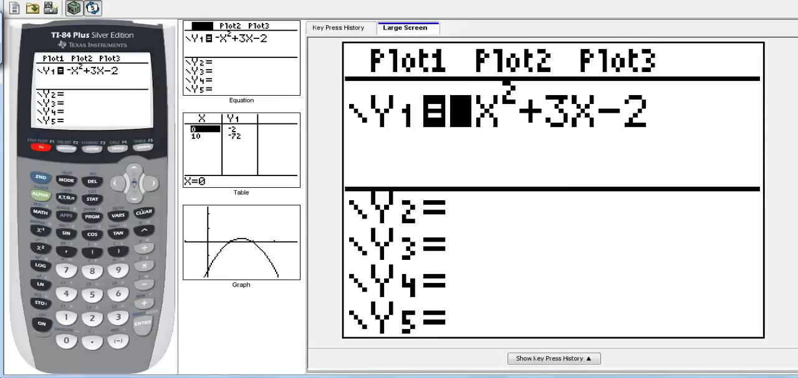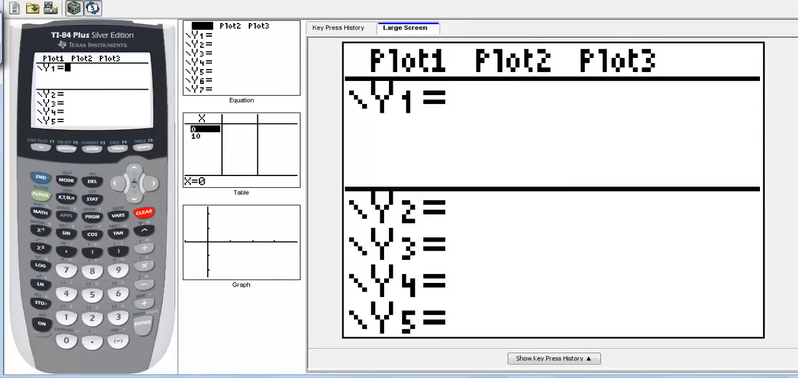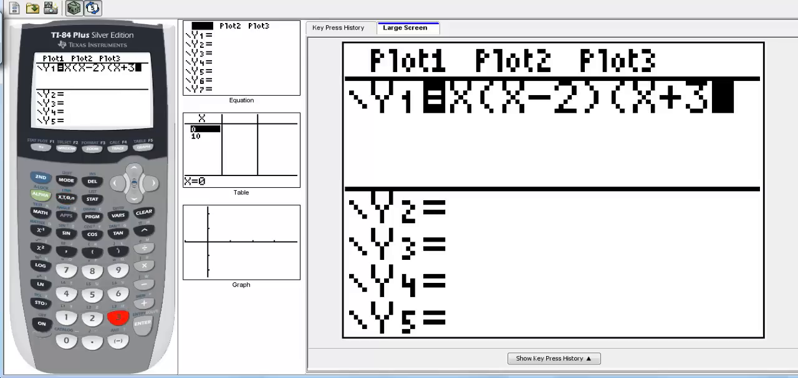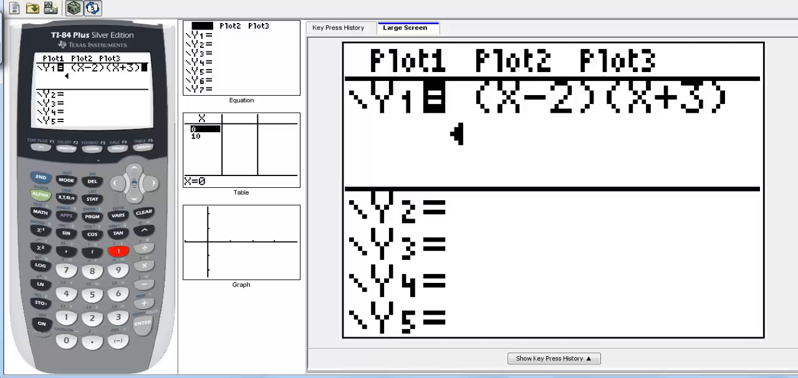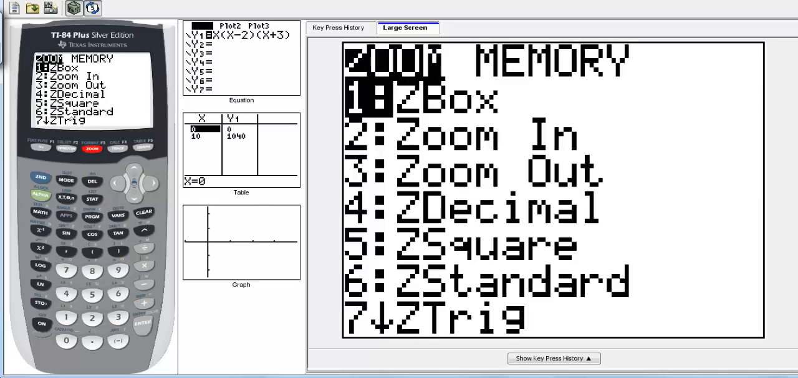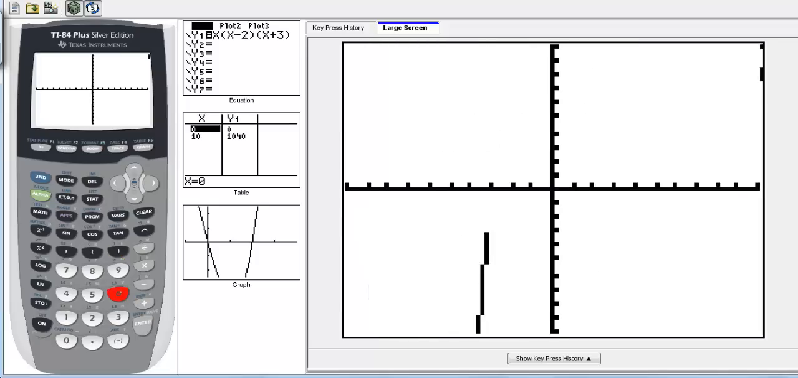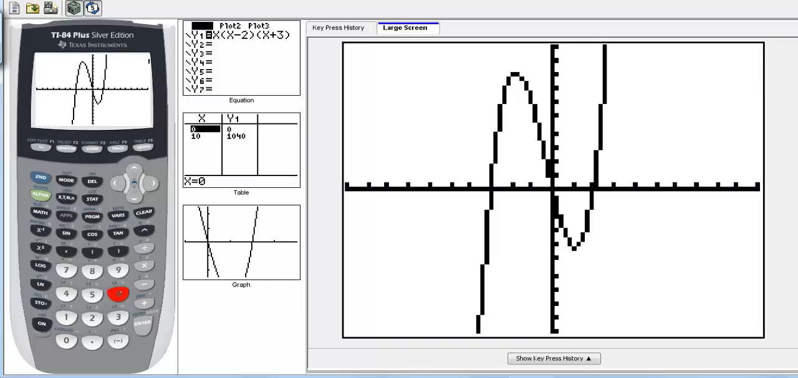So I'm going to go to y equals, clear out the other function, and we're going to type in x, parentheses, x minus 2, close parentheses, open another set of parentheses for x plus 3, close parentheses. And again, I'm going to start with zoom 6, which is zoom standard. And here we have a nice graph that goes up, down, and then back up. And I think that's a pretty good picture of our graph.